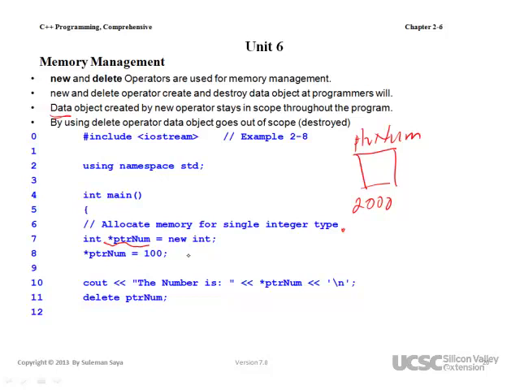Now, on the right hand side of the assignment operator, I am creating a data object for one integer. Okay, an integer could be 2 bytes, 4 bytes long, but the pointer will be created on the stack. This will be created on the heap. So one integer will be created on the heap. Okay, somewhere here.